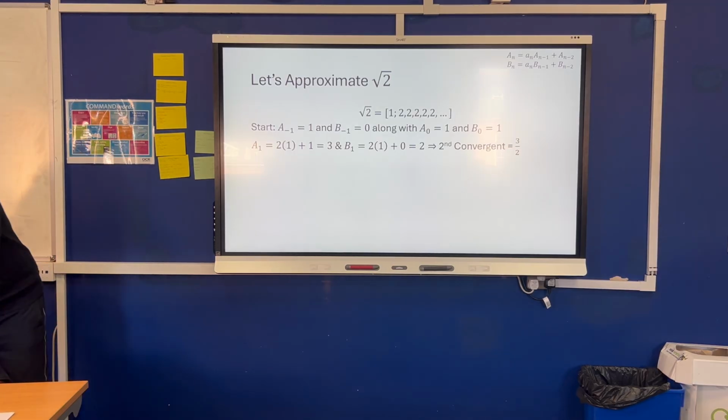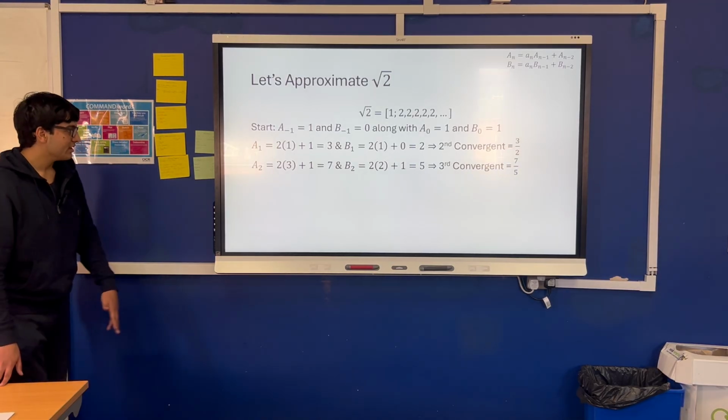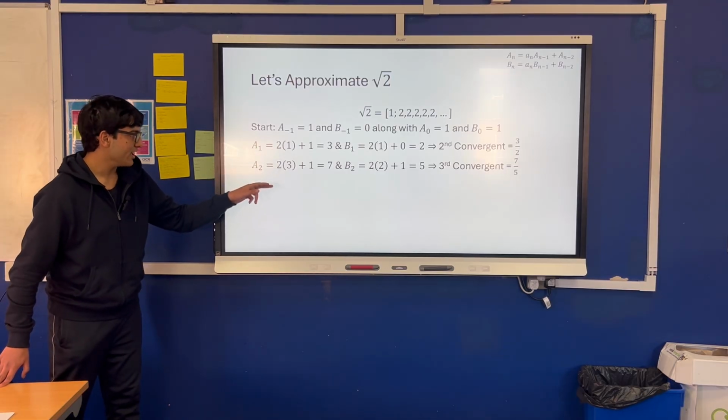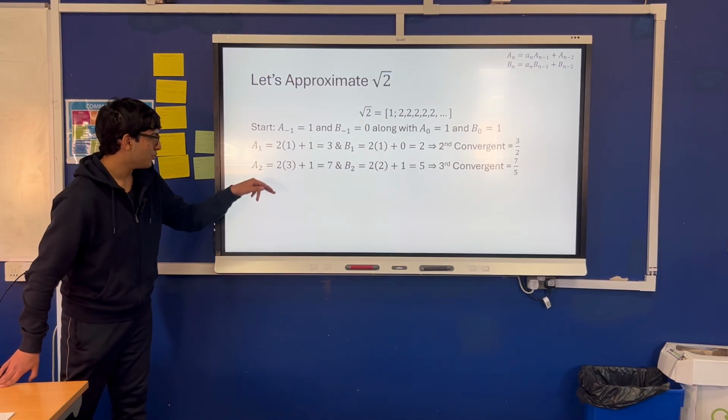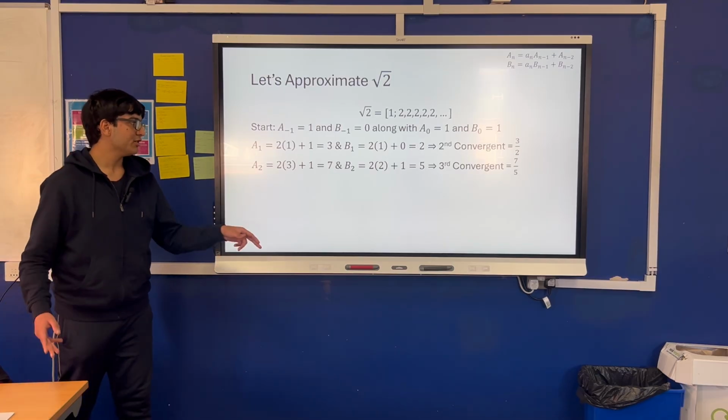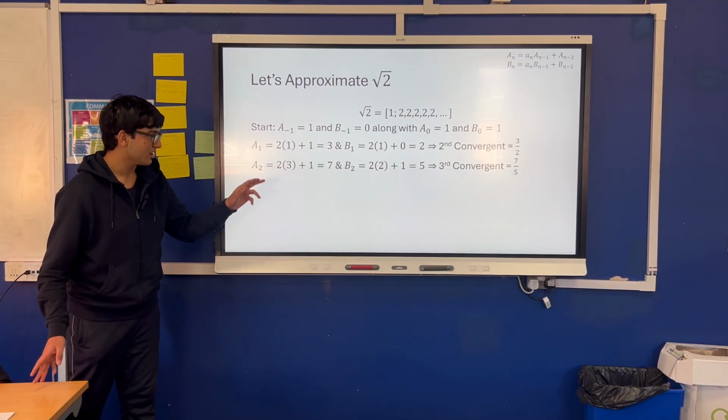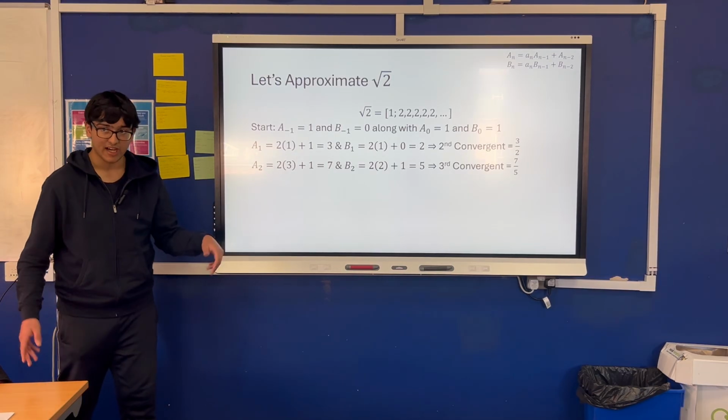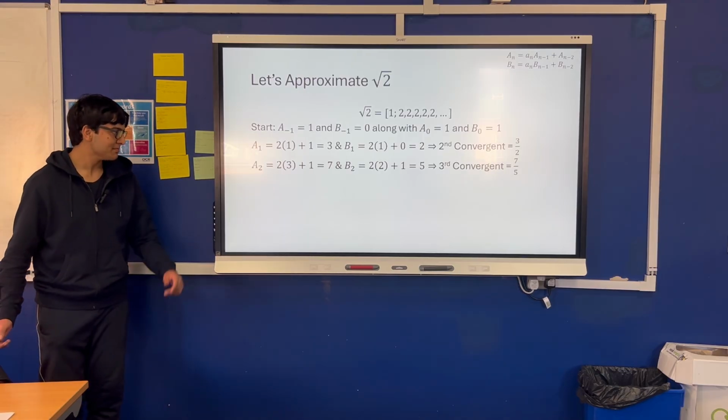And then, one more example, a2. Now it's just 2 times a1, which is 3, plus a0, which is 1, so you get 7. b2 is 2 times b1, which is 2, plus 1 is 5. So the third convergent is 7 over 5, and you get 1.4 as a decimal.